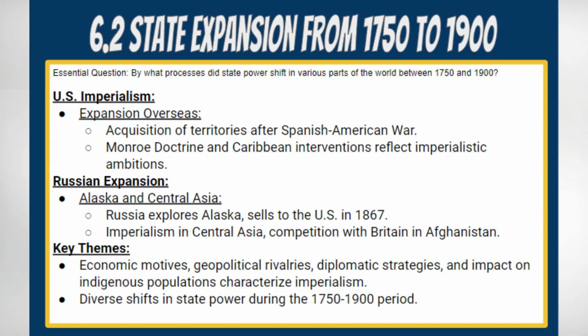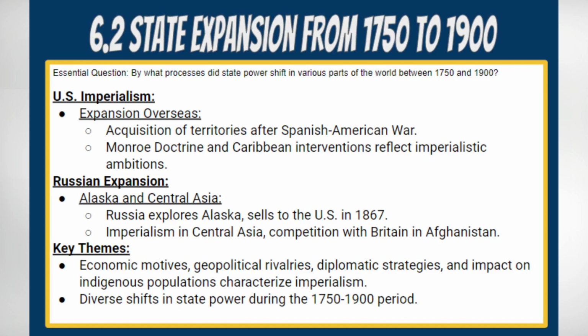U.S. imperialism. Expansion overseas. The U.S. turned to overseas territories after the Spanish-American War, acquiring Guam, Cuba, Puerto Rico, and the Philippines. President Theodore Roosevelt's corollary asserted U.S. influence in the Western Hemisphere, showcasing economic prosperity and cultural superiority as driving forces.